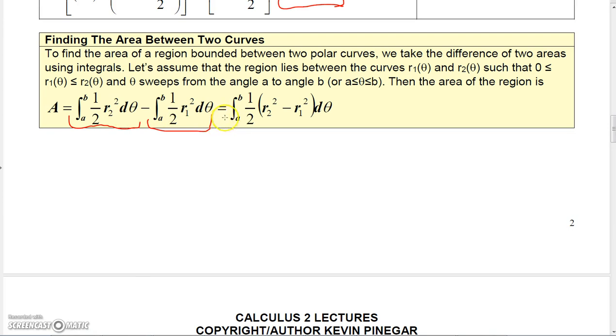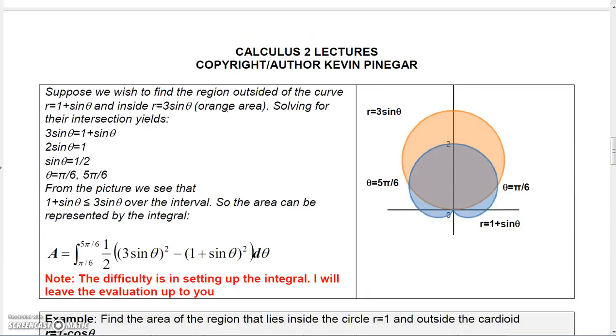So this is similar to what we did with Cartesian coordinates, where we took the higher function minus a lower function when we integrated. If you simplify that, it turns out you can write it like this, where you're integrating from a to b 1/2 r2 squared minus r1 squared d theta, where r2 is the curve that's farther out and r1 is the curve that's closer in. So let me give you an example of this.